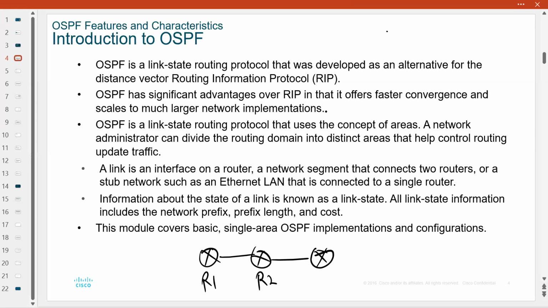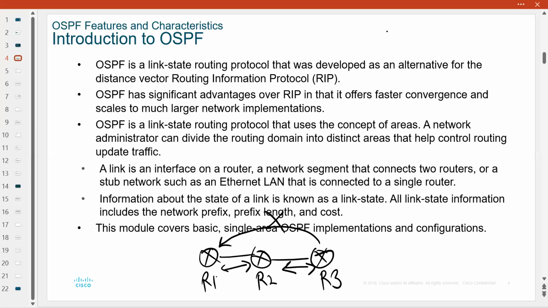Then R2 shares with R3. So there's communication between these two, and there is communication between these two. If there is no direct connection between R1 and R3, there will be no direct communication between the two. That is distance vector for you.